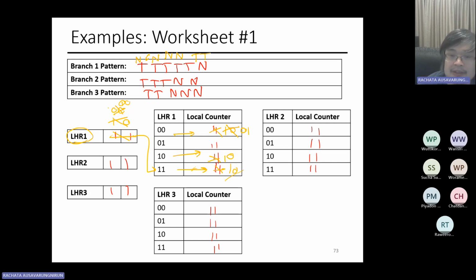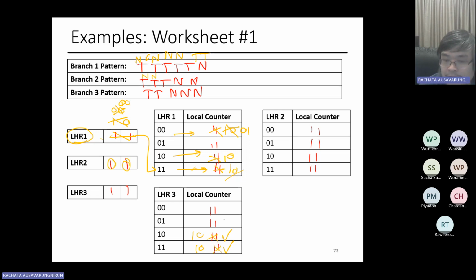For the second branch, you will end up with a prediction of not taken because, again, you first start with this table, followed by this table. This is going to become 1, 0. It's going to become 1, 0. So that's the first two branches. The next branch is going to be 0, 0 because the LHR is going to become 0, 0.